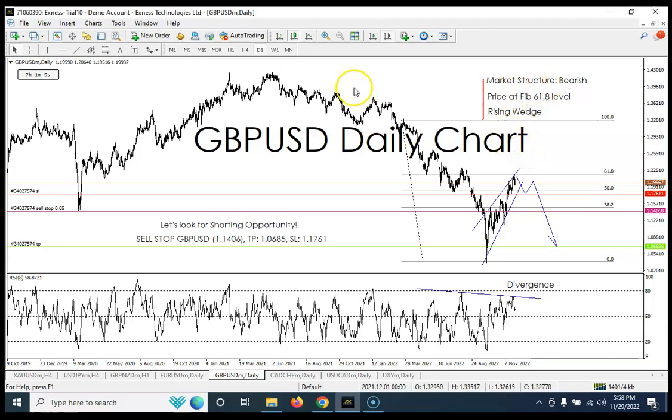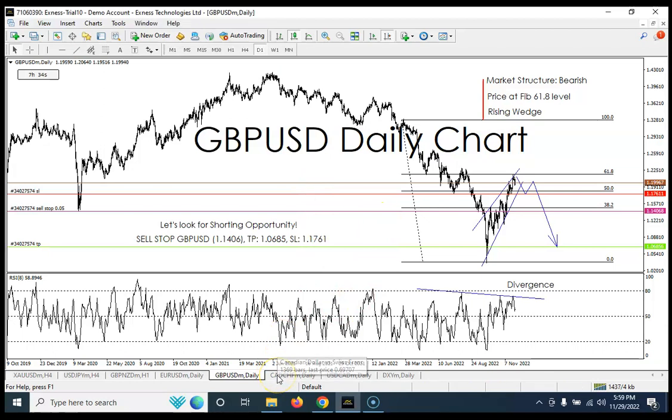Now, the market structure, again, is bearish. So this bearish divergence and the market structure are confluences. We also looked at price, and price is at the Fibonacci 61.8 level, showing that it has met a resistance zone here. So we should expect it to start pushing down. And, of course, the rising wedge, which is a bearish continuation signal. So that's our analysis on this market, guys.